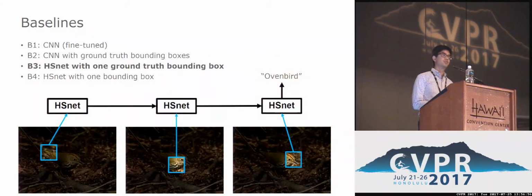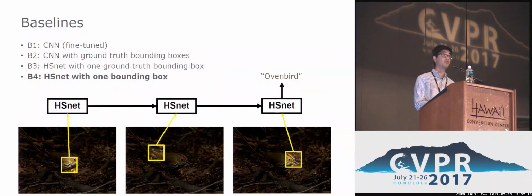Next, instead of just looking at a CNN, which is a single shot kind of thing, we want to see if sequential reasoning does help. So we look at HSnet, and the input at each time step is just one ground truth bounding box. And finally, in our fourth baseline, we look at HSnet with one bounding box, and here it's not ground truth. So we are using the proposals from the HSnet. Given the initial bounding box, HSnet will scan around the entire image with just one bounding box instead of k bounding boxes.